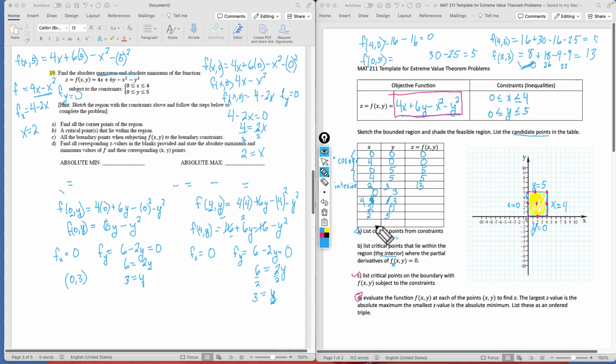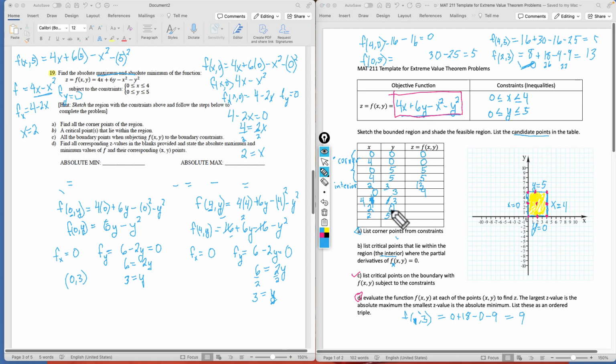That's that one. And then now we've got these boundary points. So we've got 0, 3. So we'll do f of 0, 3. And again, we're back up here. 4 times 0 is 0. 6 times 3 is 18. 0 squared is 0. And then 3 squared is 9. So that gives us a 9. Okay, so far, the 2, 3 is our maximum, right? It's the biggest value so far.